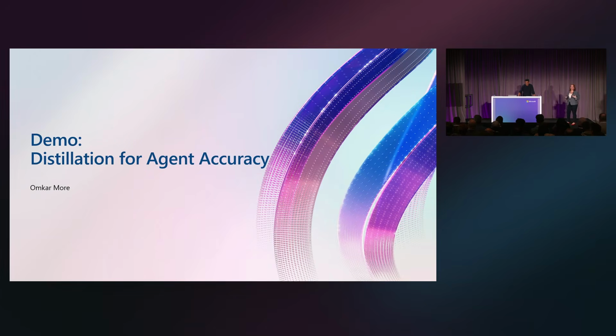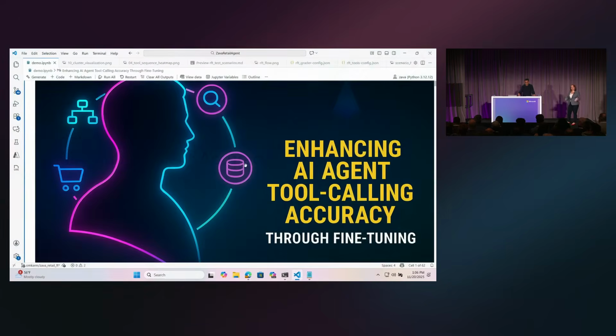We're going to be using the same framing you've seen throughout Ignite with our Java retail agent for customer interactions, and he's going to walk you through distillation. Thank you, Alicia. So in this demo, we're going to see how you can improve the tool calling accuracy for your AI agents through fine-tuning.